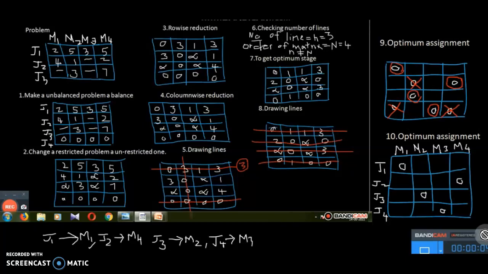Okay, and this particular method we call the Hungarian method, and this way we can solve a problem which is an unbalanced one and a restricted one. So with that, I am coming to the end of this session.